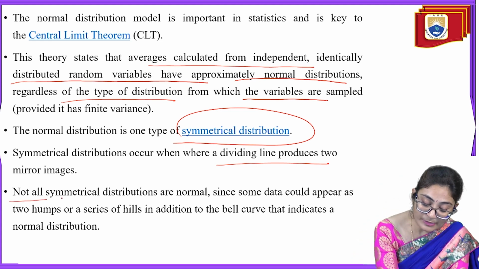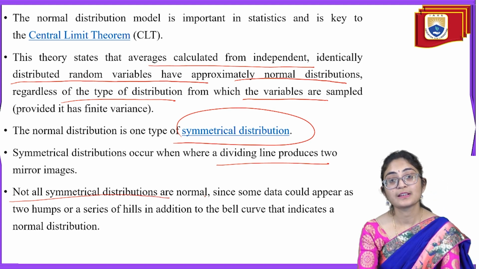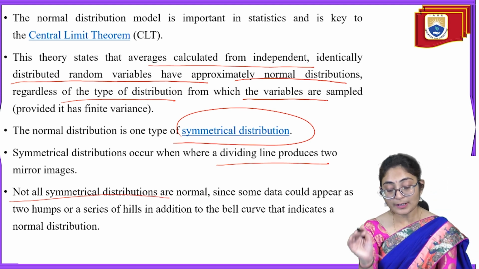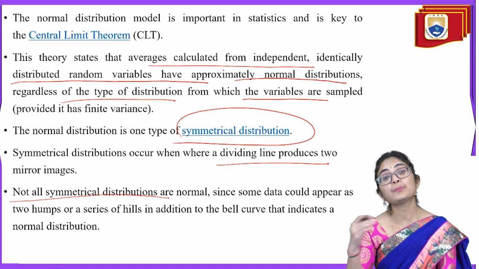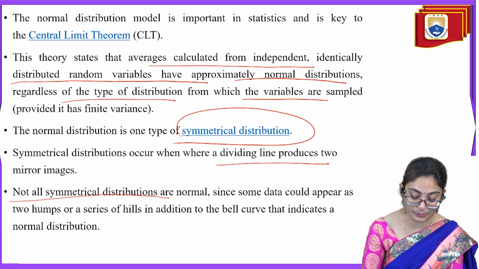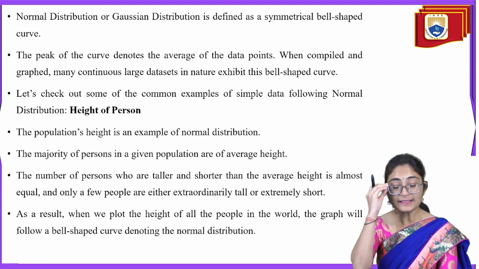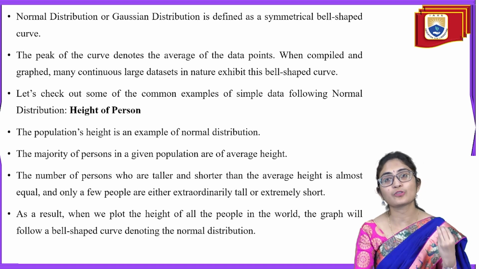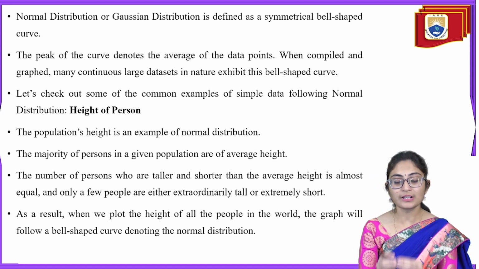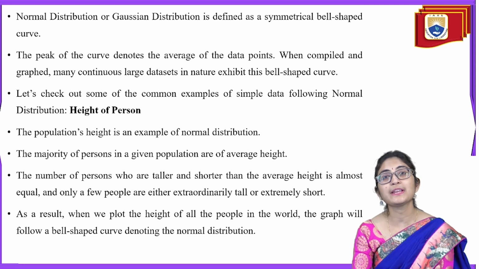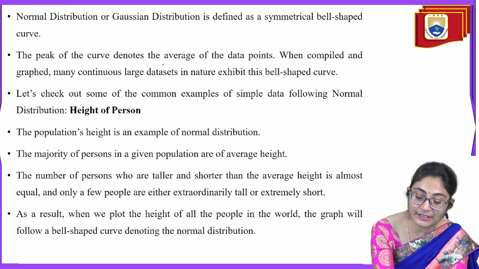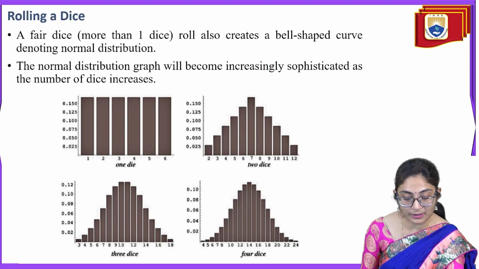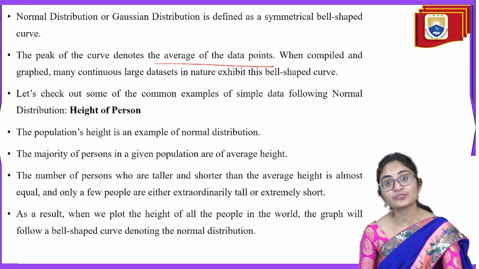And not all symmetrical distributions are normal, because some data could appear as two humps or a series of hills, in addition to the bell curve that indicates the normal distribution. And this normal distribution, or we can say the Gaussian distribution, is a totally symmetrical bell-shaped curve. The peak of the curve denotes the average data point.